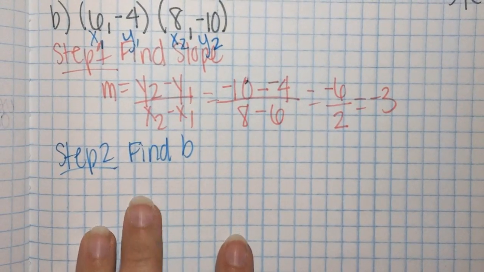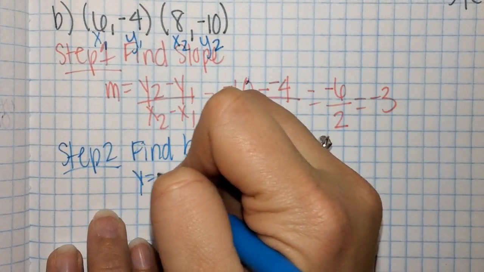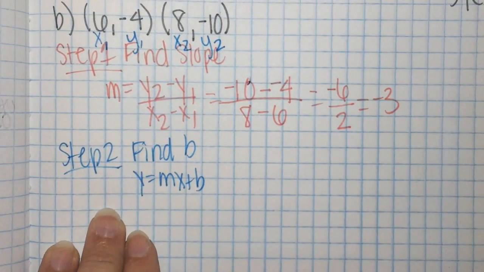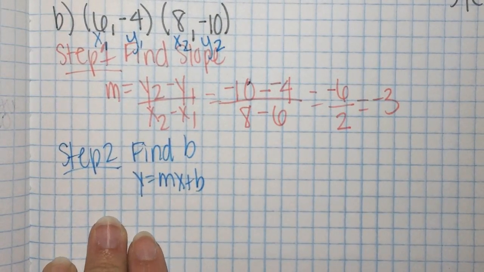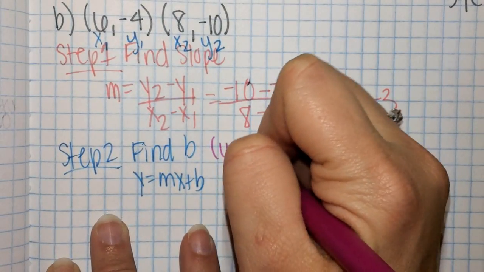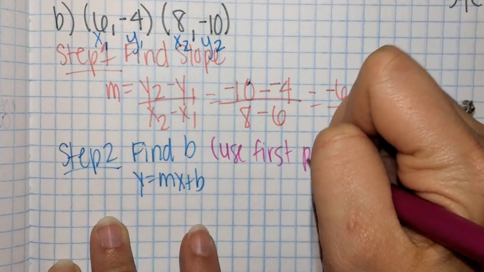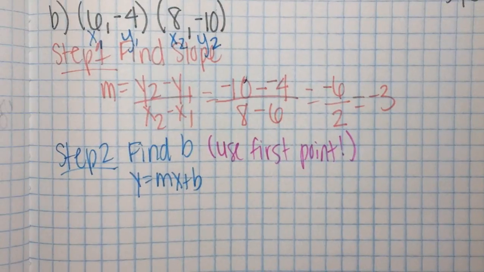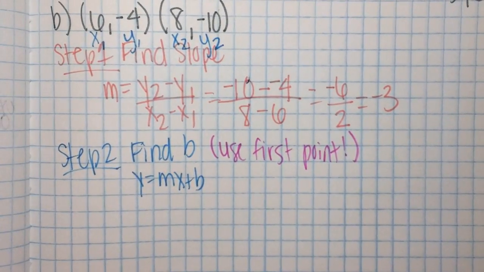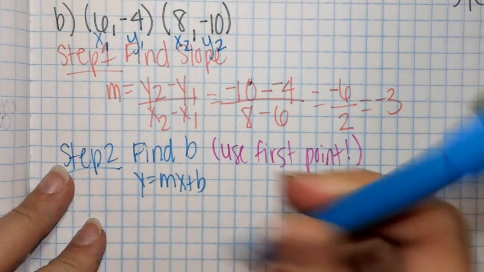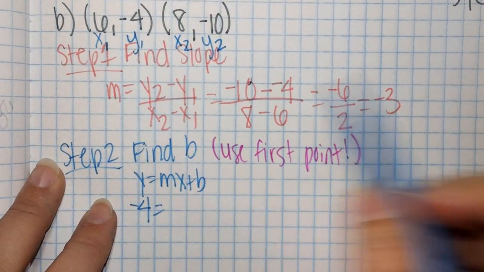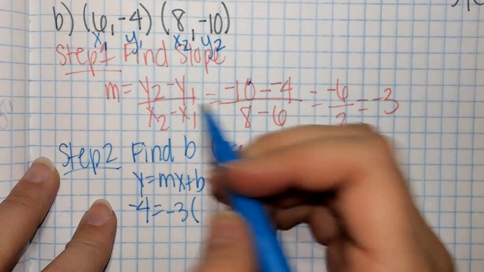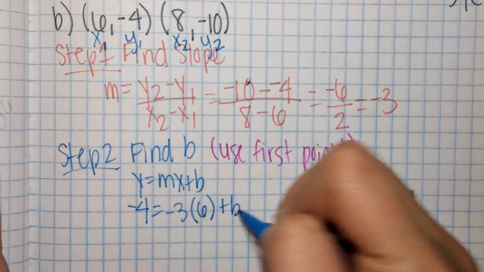Are we ready? Okay, so find B by plugging it into y equals mx plus b. And what did I tell y'all that we're going to use every time? Use the first point. Alright, so what is the y value of our first point? Negative 4 equals, what did we say our m equaled? Negative 3. And what is x equal of the first point? Plus b.